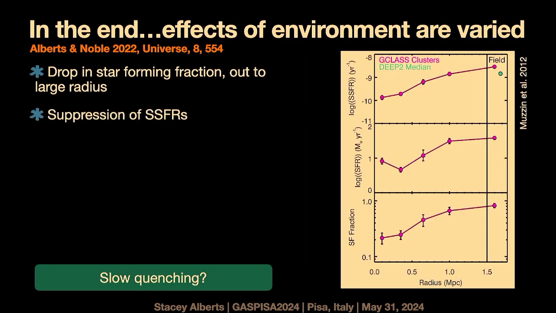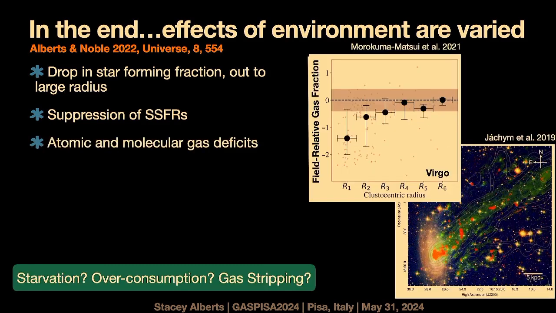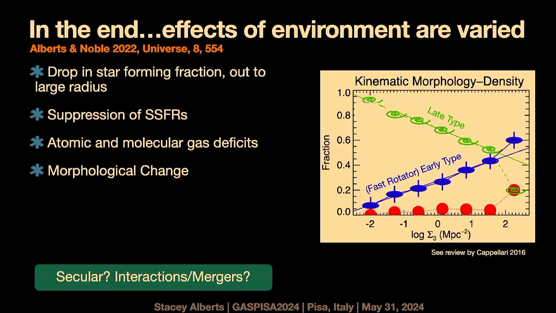But we also see, as Benedetta was saying, a suppression in these star formation rates and specific star formation rates, which indicates a more slow quenching because we are catching these guys in the act. We see the corresponding atomic and molecular gas deficits, which I don't need to talk about again because we've talked about that a lot. We see the morphological changes.